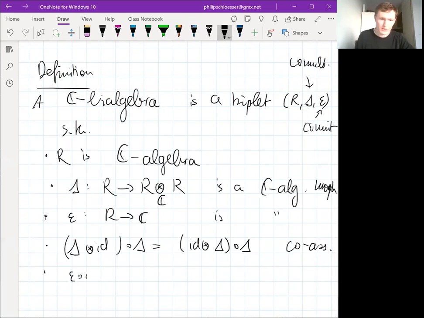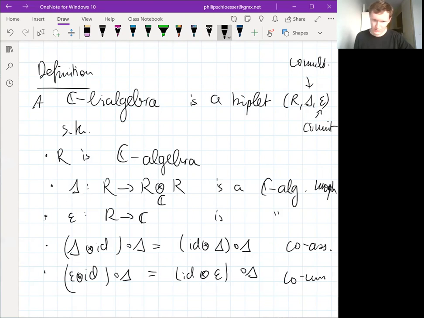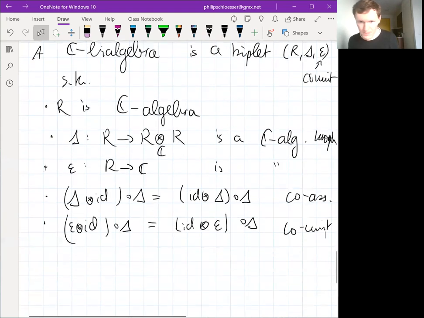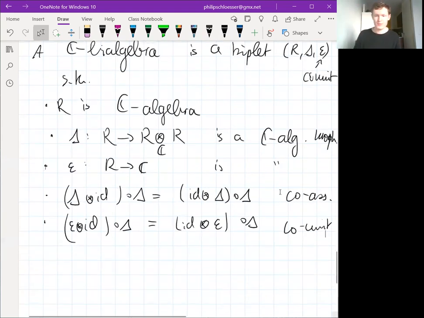And then we have epsilon tensor identity after delta is identity, and identity tensor epsilon after delta. This is the co-unit law.